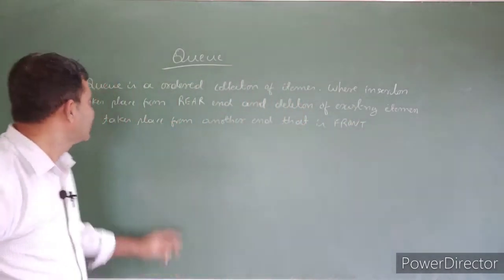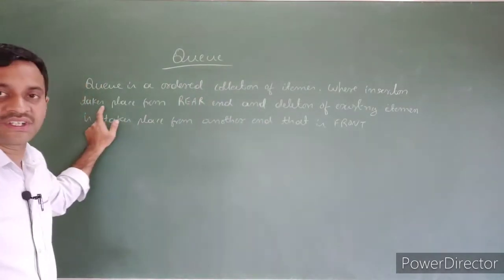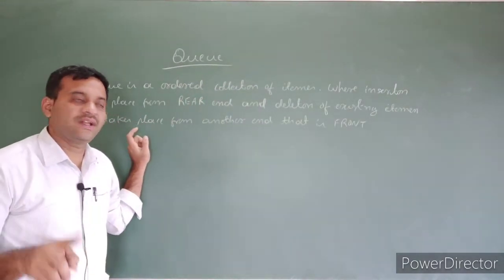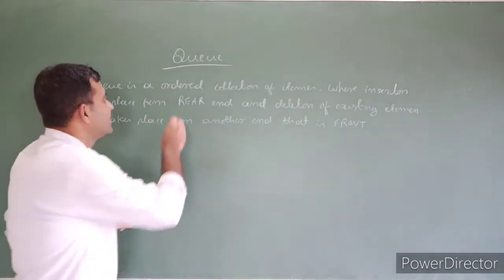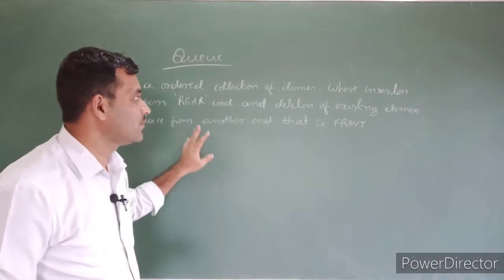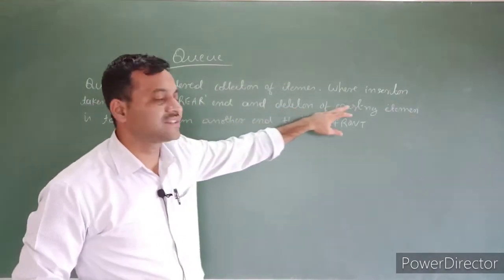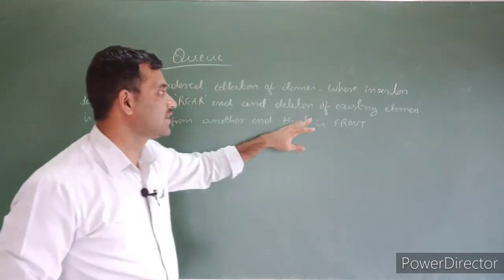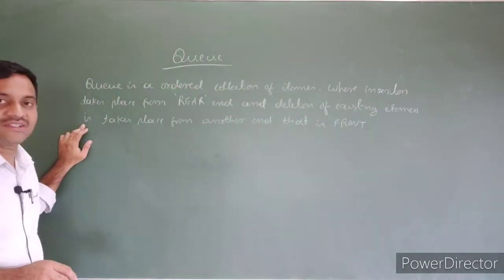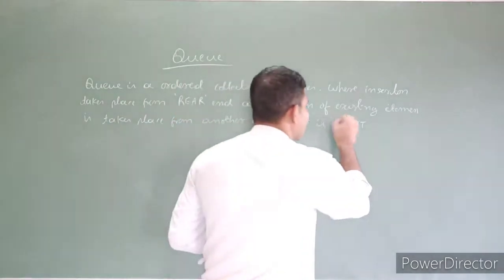See the definition. It is an ordered collection of items where insertion takes place. Here insertion means we have to insert a new element, and that takes place from the rear end. One end is called rear, and deletion of an existing item takes place from another end, that end is called the front end.